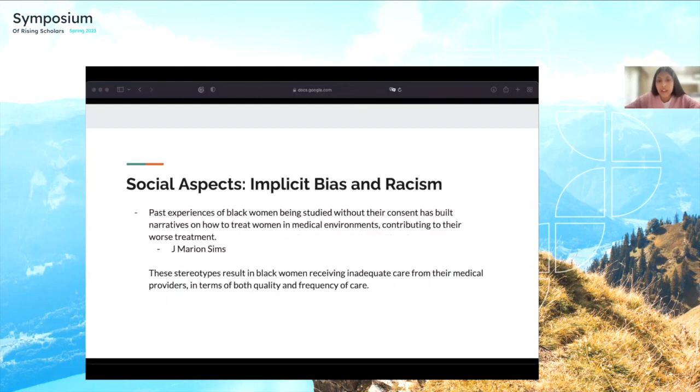I also studied how implicit bias and racism can affect the disparity. I studied papers that analyzed the social interactions that medical providers have with their Black patients and found that medical providers are more hostile in their interactions with Black patients as opposed to their white patients, and often do not listen to their Black patients' concerns and dismiss their pain.